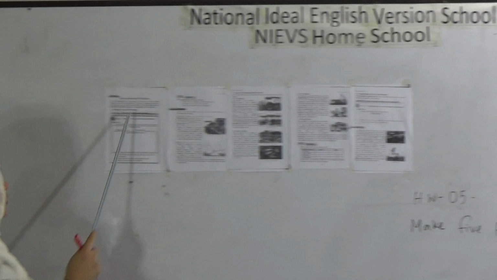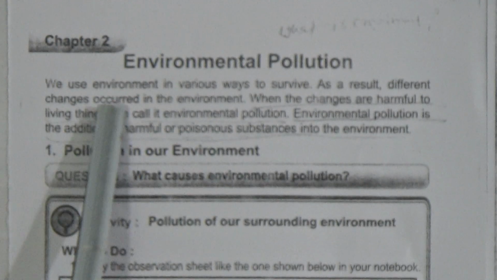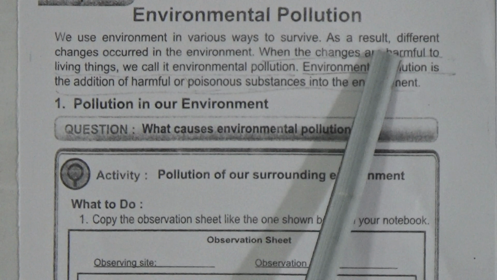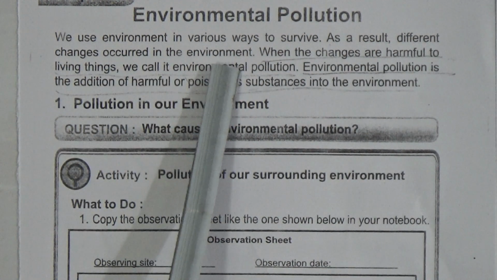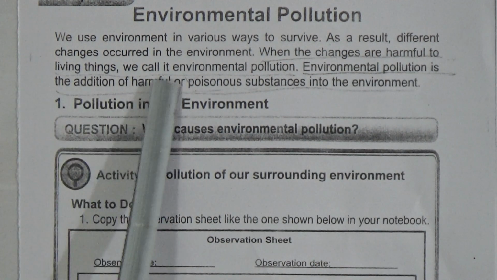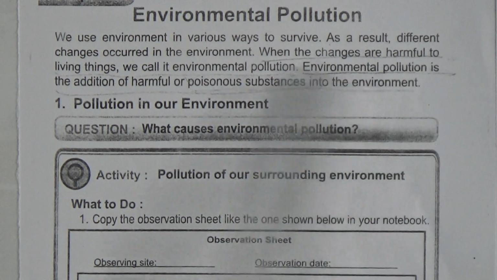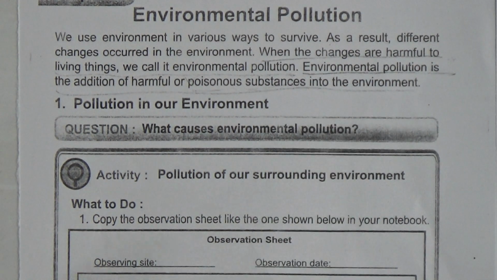This is chapter 2, environmental pollution. We use the environment in various ways to survive. As a result, different changes occurred in the environment. When the changes are harmful to living things, we call it environmental pollution. So, environmental pollution is the addition of harmful or poisonous substances to the environment.